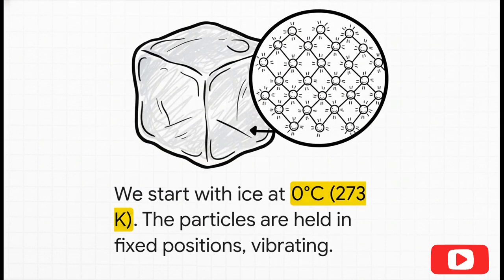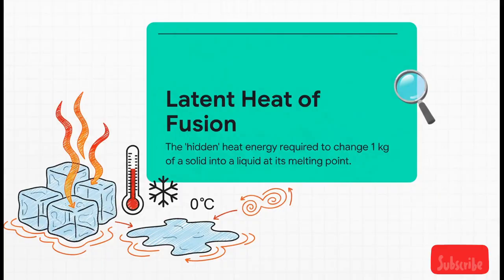Let's follow the journey of our old friend, water. Let's start with a block of ice, sitting right at 0 degrees Celsius. Inside, its little water particles are all locked into a neat crystal structure. They're still vibrating, but they don't have a lot of kinetic energy. Okay, now let's start adding heat. But here's something weird. If you were watching a thermometer, it would stay stuck at 0 degrees even while the ice is melting. So, where's the heat going?